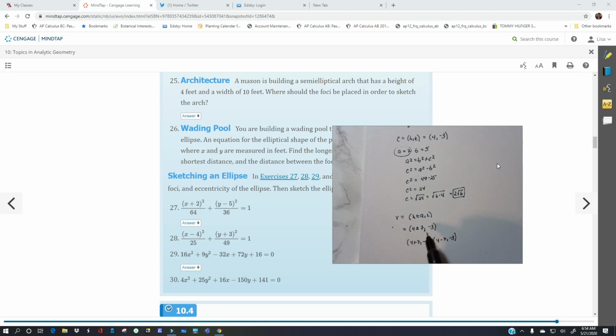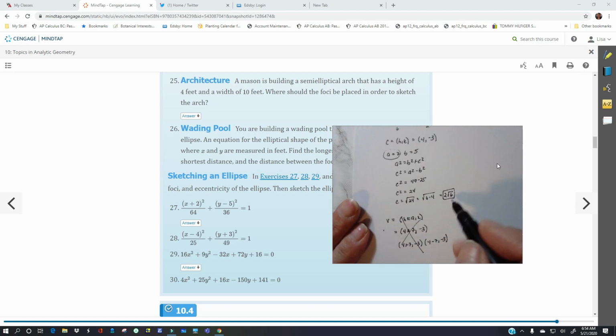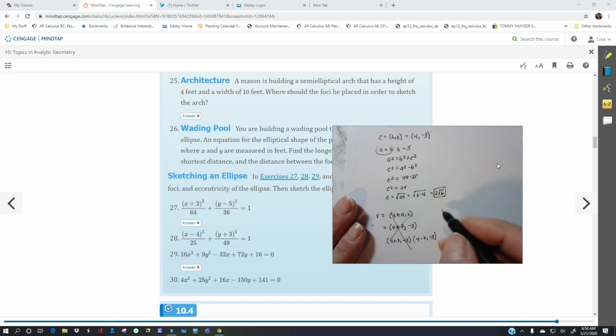And let's see what this is going to be. Wait a minute here. Oh, I did the wrong one. I'm sorry, I was looking at the wrong thing. That's the problem with the formula sheet.